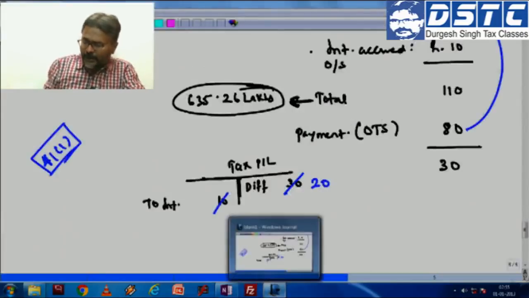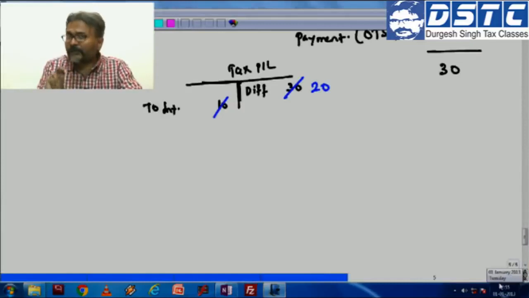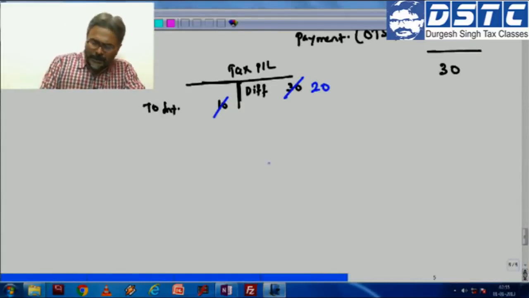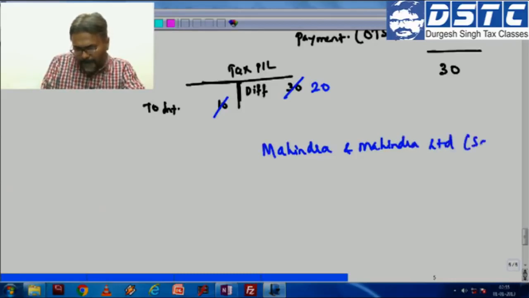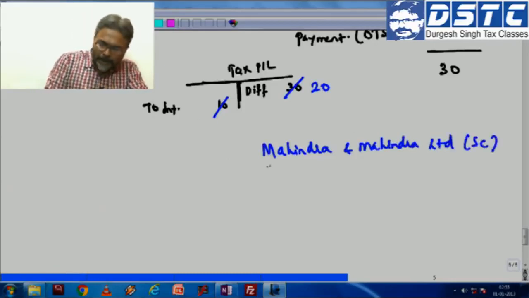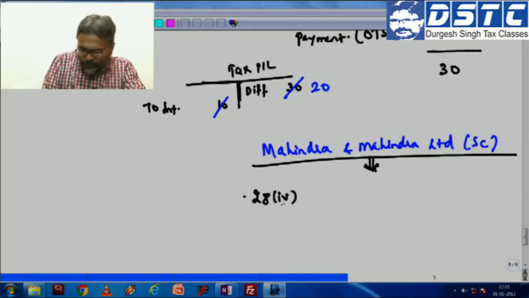So you cannot write only the name of the case law and the conclusion. You also have to write the content of that particular case law. So the content of this case law of Mahindra and Mahindra Limited: Supreme Court.